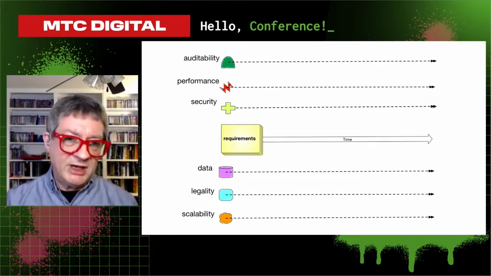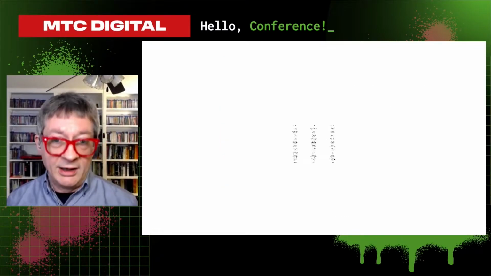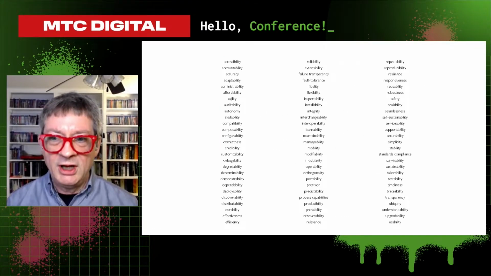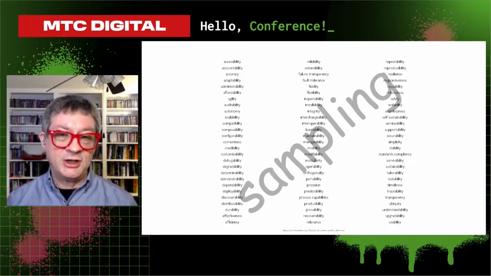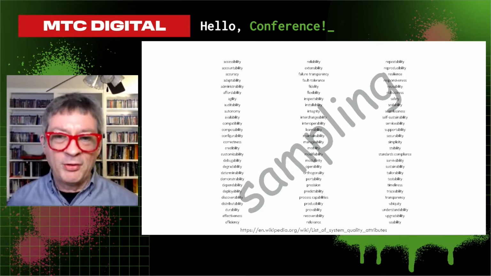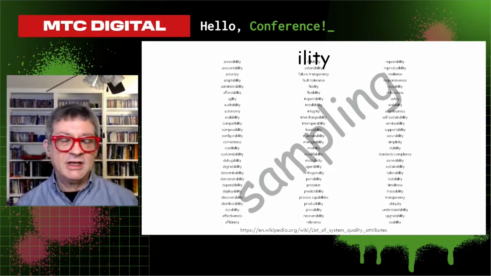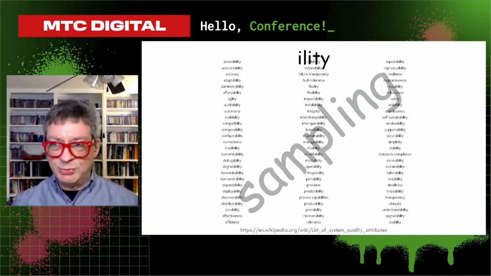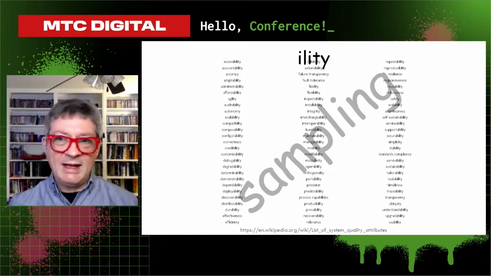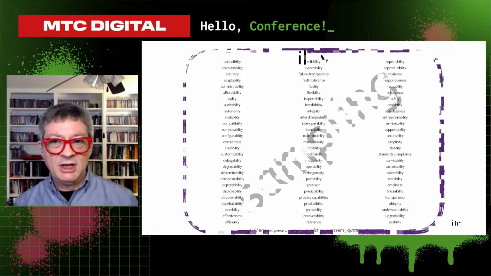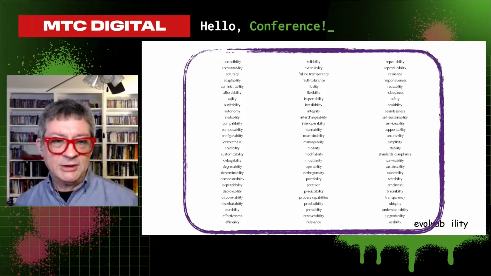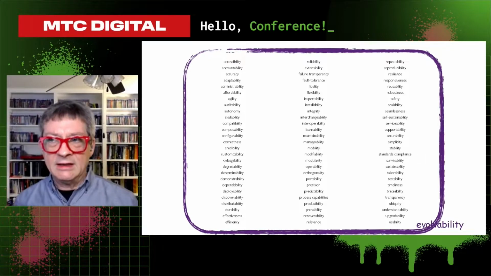And part of what makes this complicated is that there are a lot of these things you can support in an architecture. Here's a partial list from Wikipedia of all the things you can support in an architecture. These are known as the ilities of software architecture because so many of them end in the suffix ility. What we're trying to do in this book and in this talk is add yet another one to this list, this idea of evolvability.